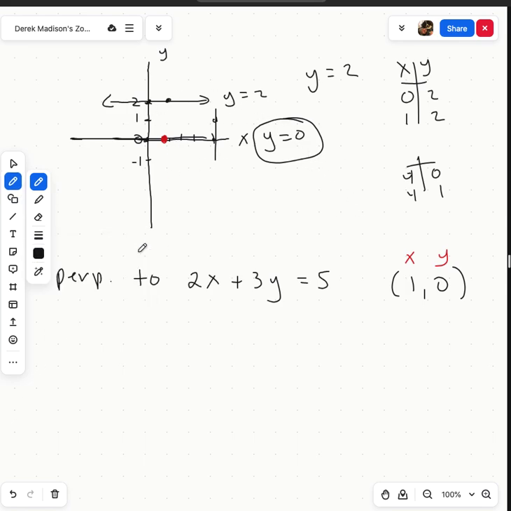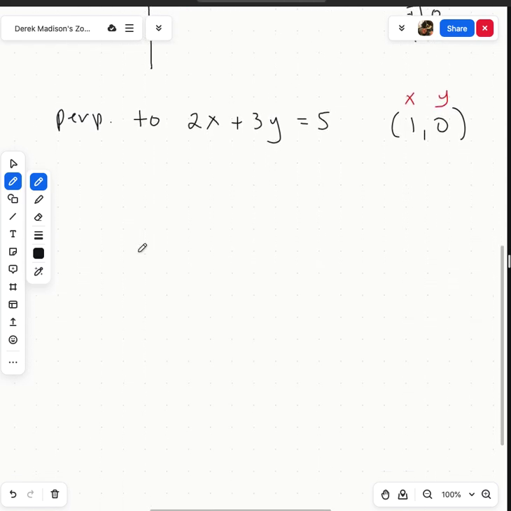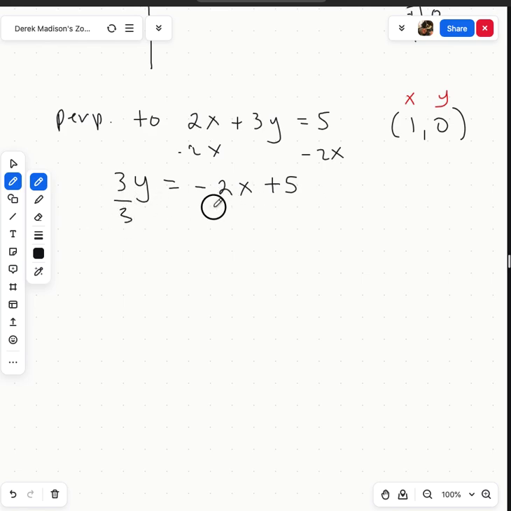Okay, so now let's actually try to do the current problem. So let's get this y by itself. So I'm going to subtract 2x on both sides because I'm trying to isolate y, and that will give me 3y equals negative 2x plus 5. And then we're going to divide everything by 3. So y equals negative 2/3 x plus 5/3. So what that tells me is my slope is right here. My slope is negative 2/3.